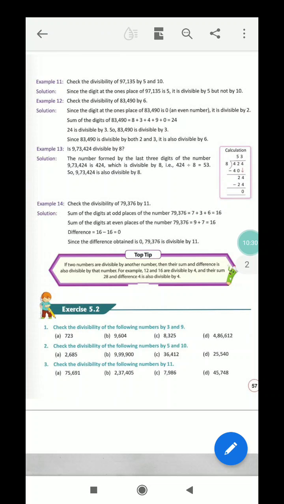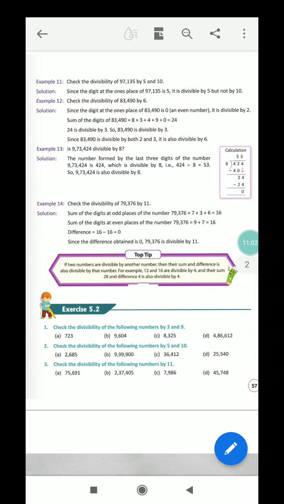So 9,73,424 is also divisible by 8. Now let us take another example, that is the last example. Check the divisibility of 79,376 by 11. For 11, we know that a number is divisible by 11 if the difference between the sum of the digits at odd places and the sum of the digits at even places is either 0 or a number that is divisible by 11.